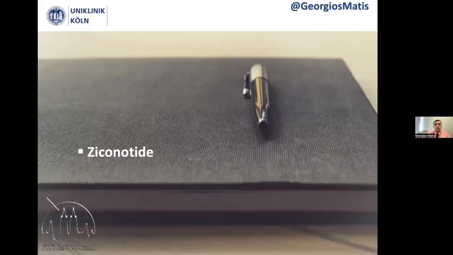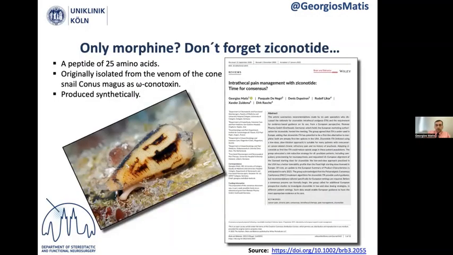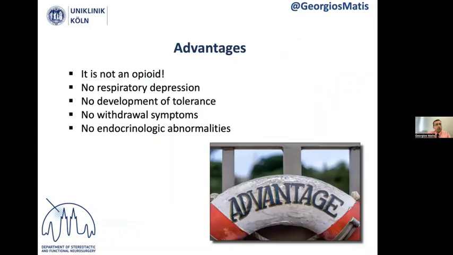And let's come now to Ziconotide. What is Ziconotide? It's a peptide of 25 amino acids. It was originally isolated from the venom of the cone snail, Conus magus, as omega-conotoxin. Of course, today it is produced synthetically. If you're interested in the topic, this is a review article published in Brain and Behavior. I think it's a good one, not because I'm the main author here, but it's a really good one. If you are interested in this topic, please have a look.